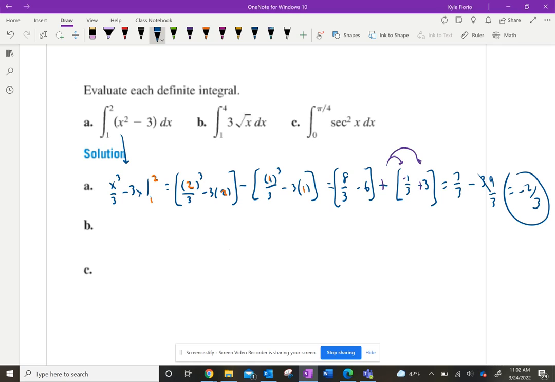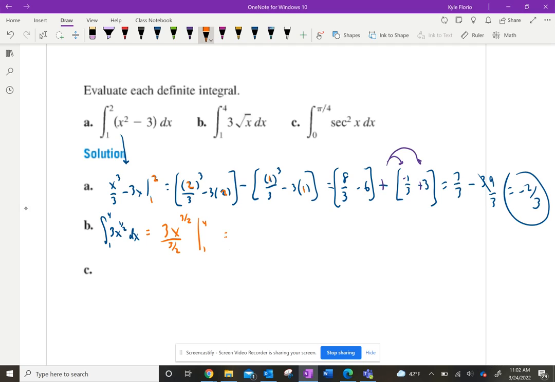For part B, I'm going to rewrite this integral as 3 times x to the 1/2 from 1 to 4. So now I can use my power rule. So this is going to be 3x to the, now you got to add 1 to 1/2, which is 3/2. So x to the 3/2 over 3/2 from 1 to 4.